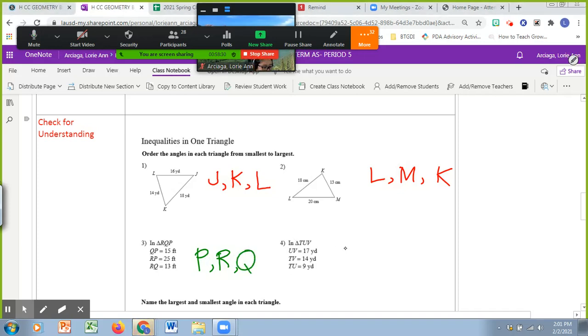Alright. Next, 14. So smallest is 9, so V. Medium is 14. What's the missing letter? Very good, Lilian. U. And then longest is 17. So the missing letter is. This is confusing my eyes. I'm sorry. So, okay, the last one will be U, V, then the missing letter is T. Yeah? Okay.